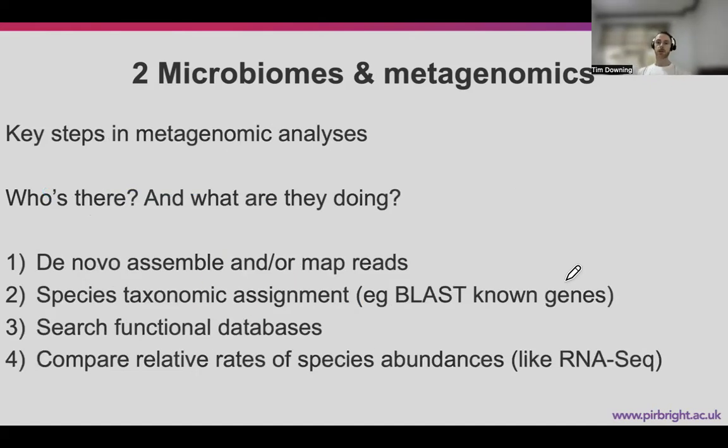And key aspects that we want to understand better in our metagenomic analysis are what viral species are present and what their functions are. And there are different ways of approaching that that we'll explore during our practical, including de novo assembly in particular; remapping we've covered elsewhere already. And we'll look at species taxonomic assignment, searching functional databases, and comparing the relative abundances.